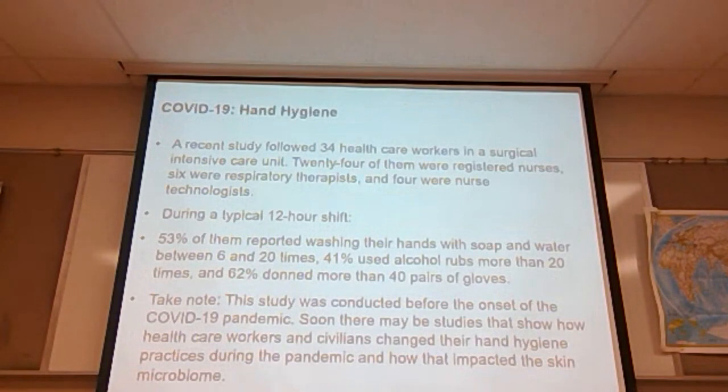Hand sanitizer or hand hygiene with COVID. A study recently done followed 34 healthcare workers in a surgical intensive care unit. 24 of them were registered nurses, 6 were respiratory therapists, and 4 were nurse techs. During a typical 12-hour shift, 53% of them reported washing their hands with soap and water between 6 and 20 times. 41% of them used alcohol rubs more than 20 times, and 62% of them donned more than 40 pairs of gloves.